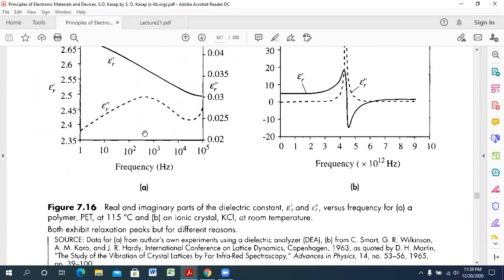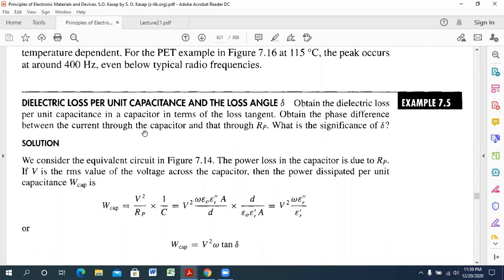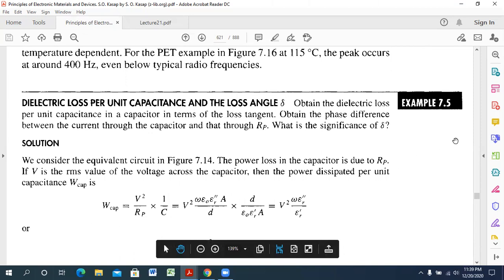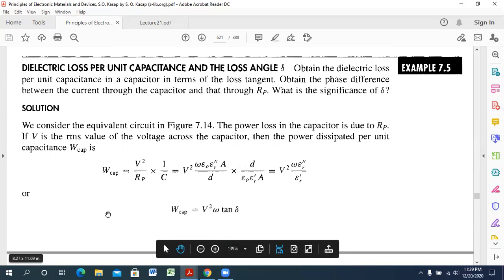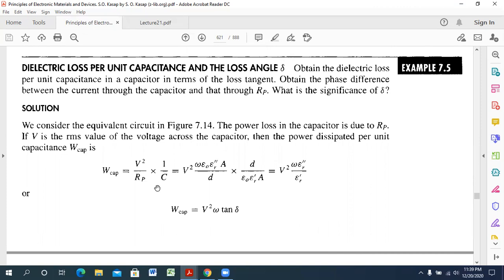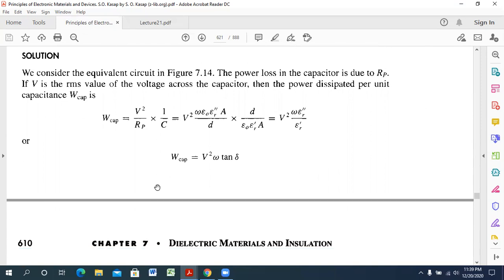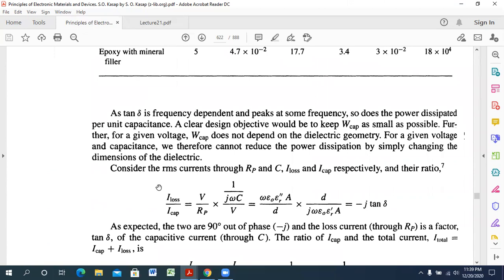Now here you will learn another mathematical problem. That one is the energy of the capacitor. In example number 7.5, you will learn the dielectric losses per unit capacitance and the loss angle delta. So W equals the dielectric losses per capacitance. Previously we divided by the volume, but here we will have to divide by the value of the capacitance. Very simple.